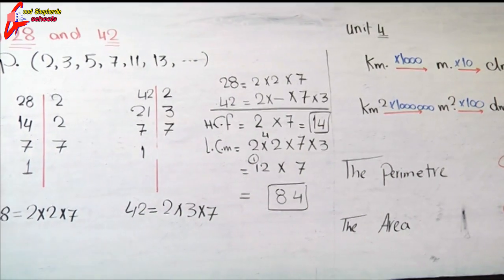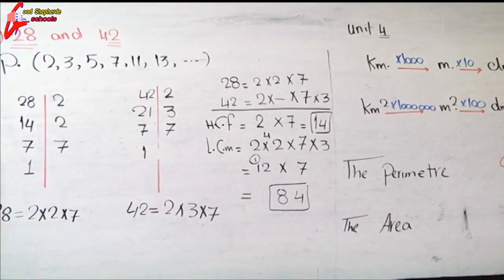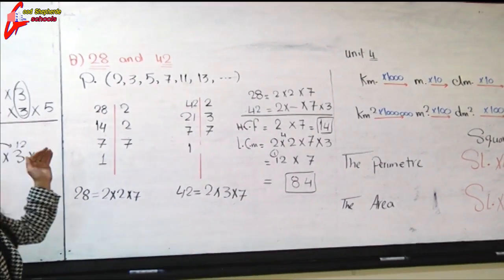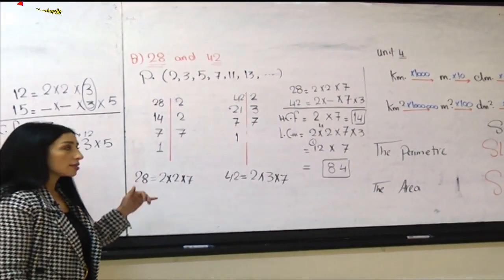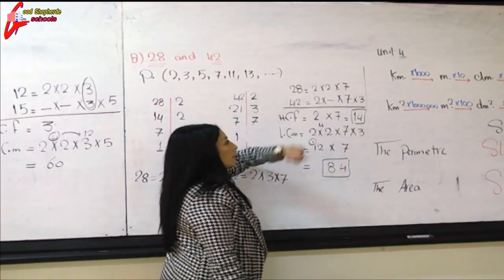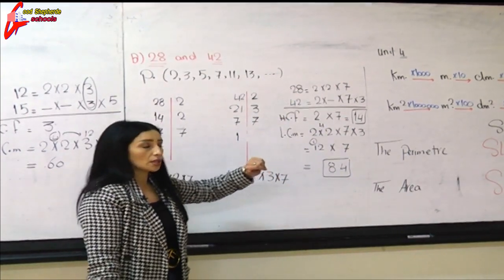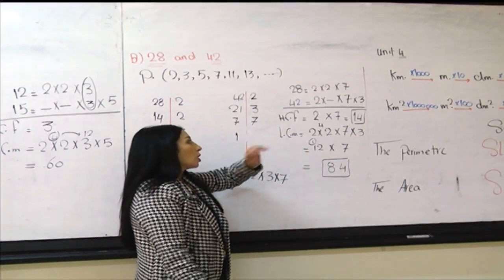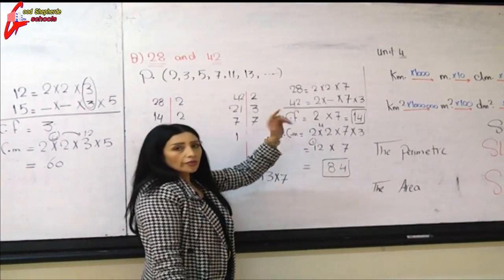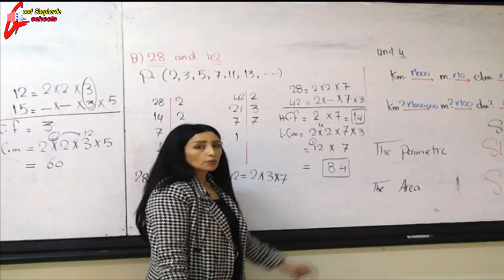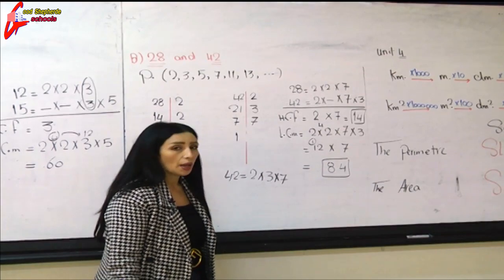That's all about HCF and LCM. First step, factorize the two numbers you have. Second step, line up the two results. Third step, find the HCF by taking all the repeated numbers down and multiplying between them. Fourth step, find the LCM. Collect all numbers, repeated and not repeated, down and multiply between them to get the LCM.